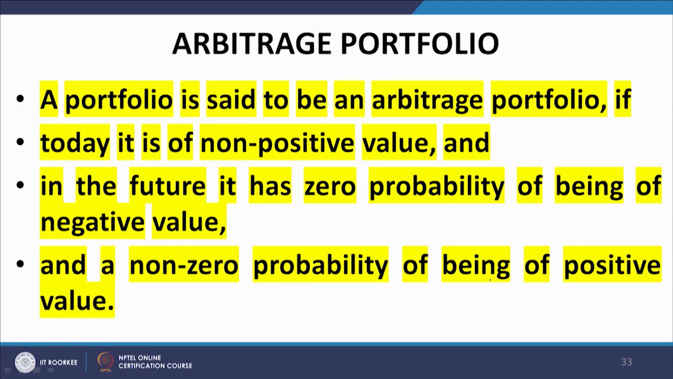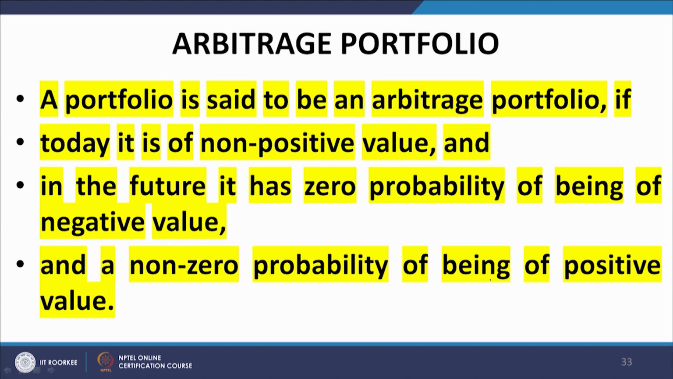We have talked about arbitrage, the definition of arbitrage. We have discussed arbitrage at the conceptual level. Let us now talk about the formal definition of arbitrage. What is an arbitrage portfolio? A portfolio is said to be an arbitrage portfolio if today it is of non-positive value, that is, it is of either 0 value or negative value. In the future, it has 0 probability of being a negative value and a non-zero probability of being a positive value. So, let me read it out again.